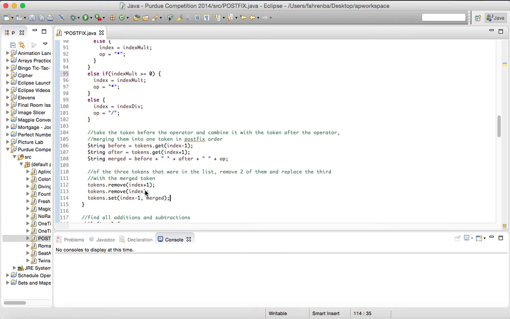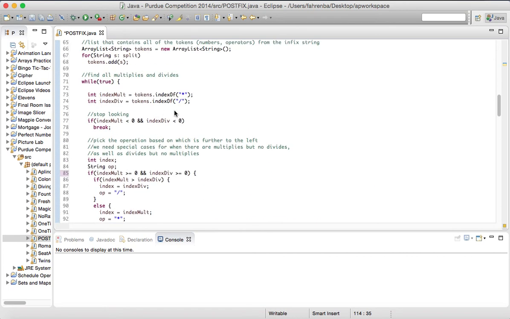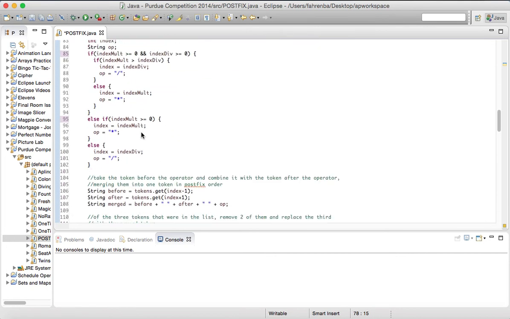Notice the order I'm doing this in too. I do want to go index +1, then index, and index -1 to make my life easier, because when you remove from an array list, things will shift around at the end. So if you remove further to the right, the shifting will happen away from what you're actually doing. So remove this one, remove that one, replace, and then it'll go back around and do the loop again and try to see if there's any multiplies or divides. And at some point, it'll find no more, and so in that case, the loop will end.